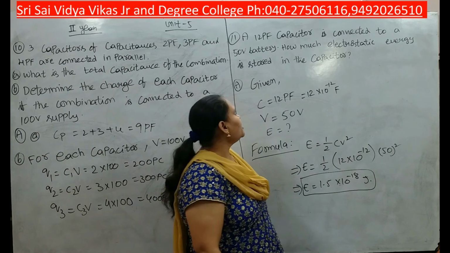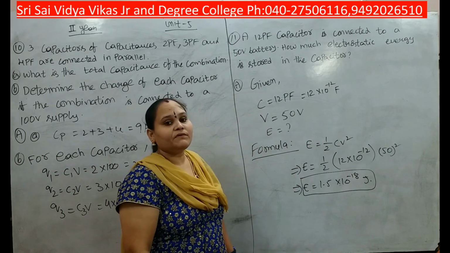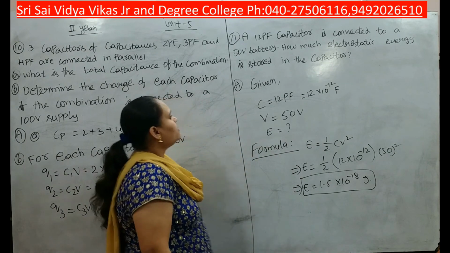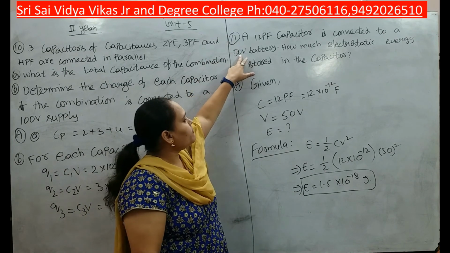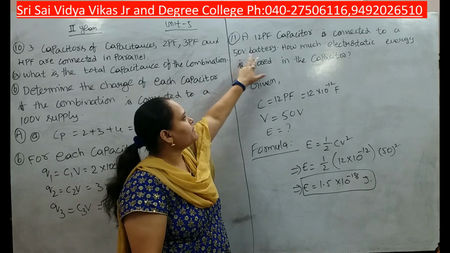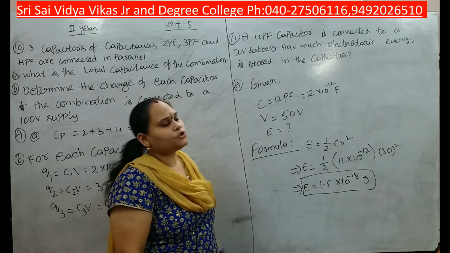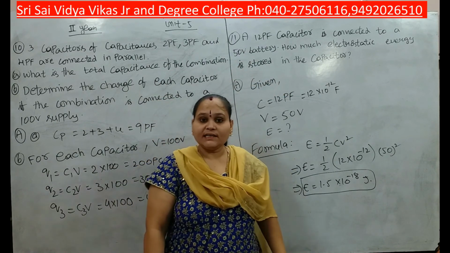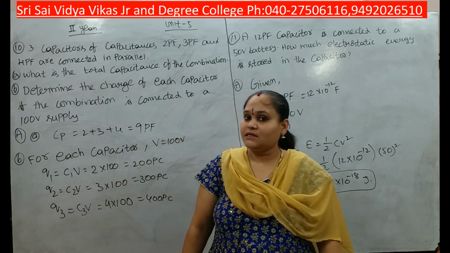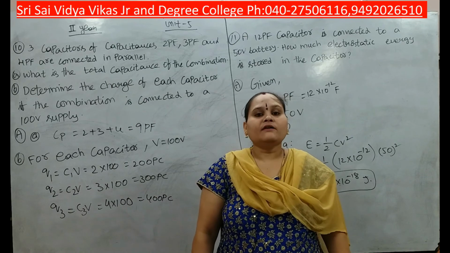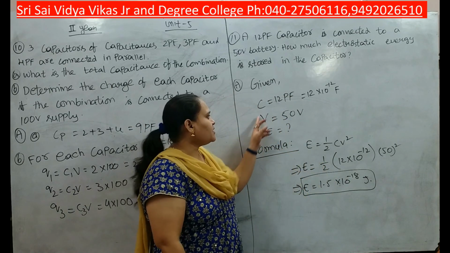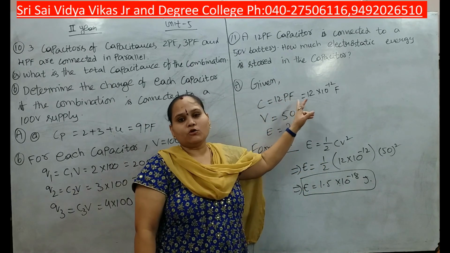Next one, a 12 picofarad capacitor is connected to a 50 volts battery. That means C equal to 12 picofarad and the voltage V equal to 50 volts. How much electrostatic energy is stored in the capacitor? The electrostatic energy in a capacitor, the formula is E equal to half CV square, where C is the capacitance of the capacitor and V is the voltage. So, for this we have C equal to 12 picofarad.